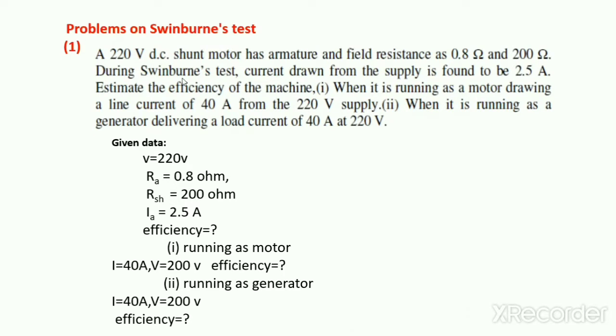How do we conduct the Swinburne's test? First of all, apply the voltage to the field winding. Then, by varying the rheostat, we adjust the speed. The motor attains the rated speed, and we note down the readings of both ammeters, for the field winding and the armature, and also the voltage value and speed. Then we determine the efficiency.